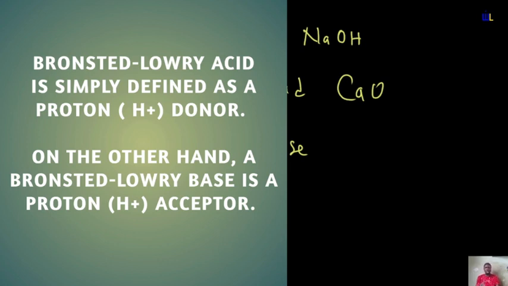On the other hand, the Bronsted-Lowry base is a proton or hydrogen ion acceptor. So, which means that a substance doesn't necessarily need to have OH to be a base, and a substance doesn't necessarily need to ionize hydrogen to be an acid. Once you are considering acids and bases with respect to Bronsted-Lowry's definition, a Bronsted-Lowry acid donates a proton, while a Bronsted-Lowry base accepts a proton. Okay, let's consider this.